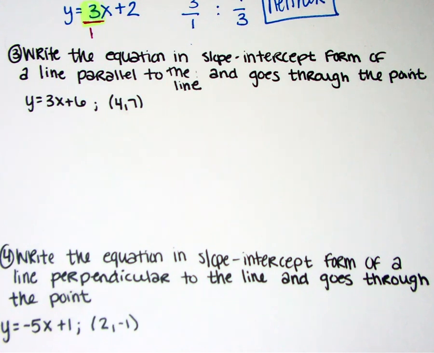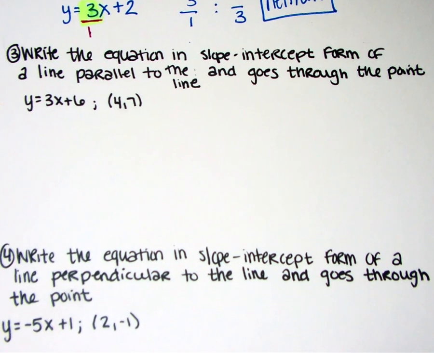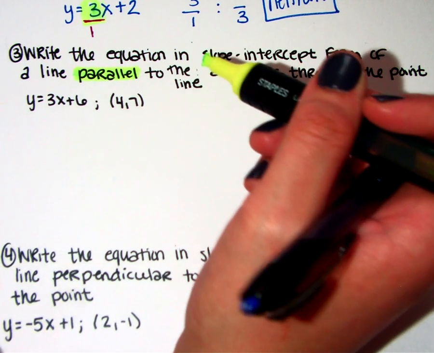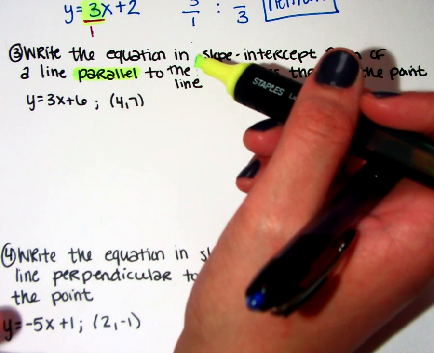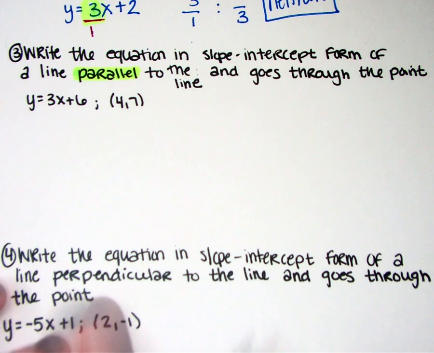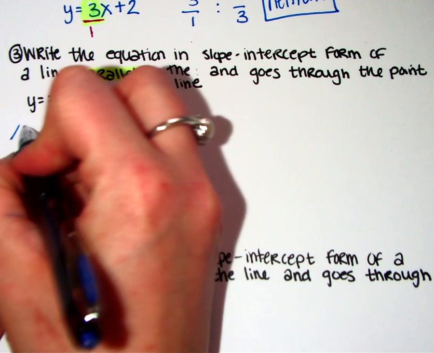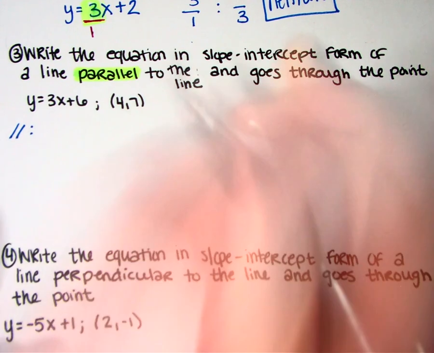So we've got y equals 3x plus 6, and the point is (4, 7). The first thing you have to do is make sure that you know what kind of slope you're working with. And in this problem, it clearly says parallel. You cannot ignore the fact that it wants parallel, because in our next problem, it's going to want perpendicular. So the first thing you need to do is make sure that you can identify your parallel slope.